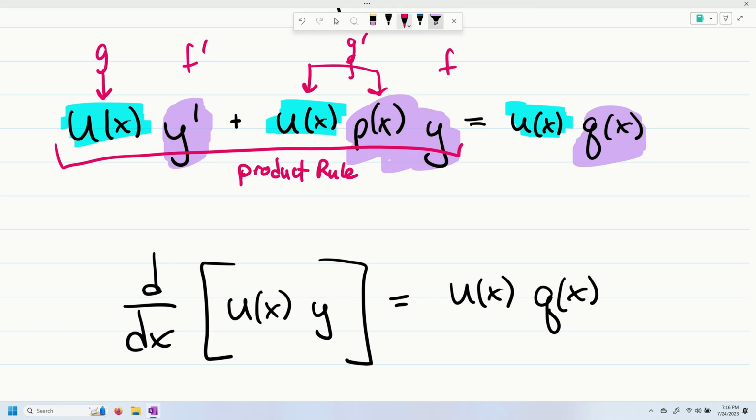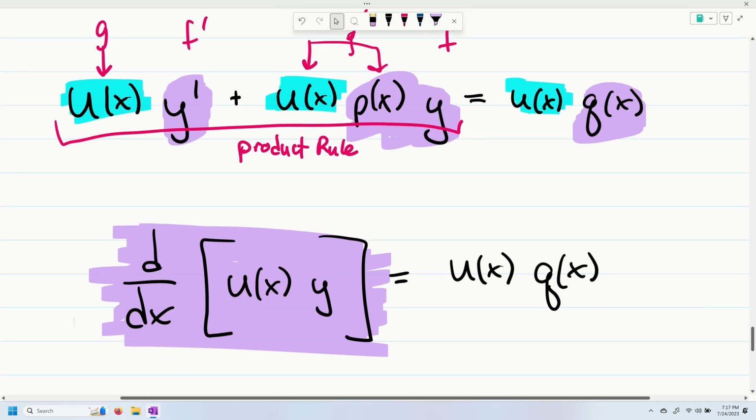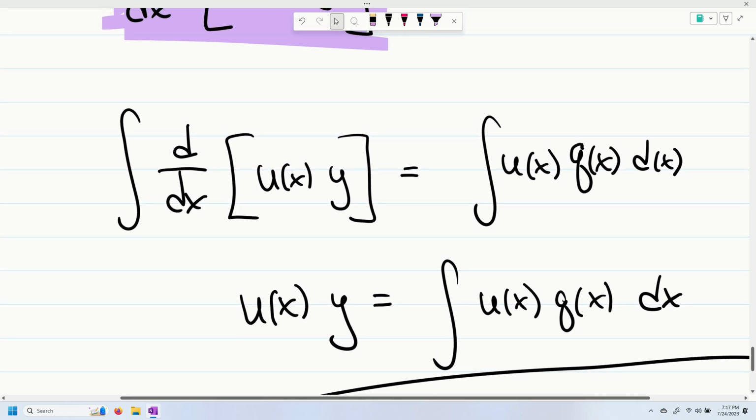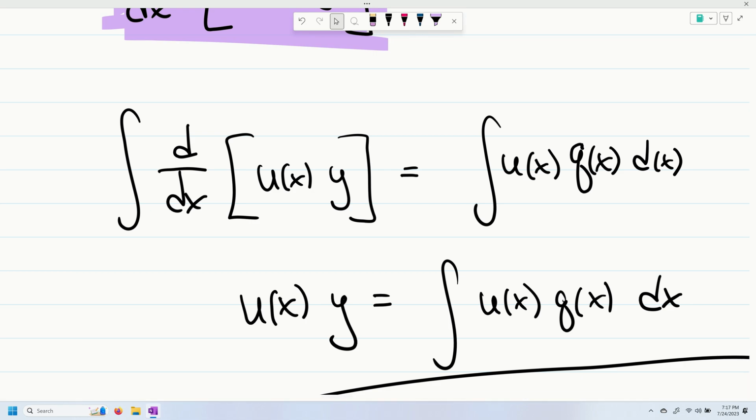All I did here, in this nice purple color that I'm highlighting, is this is just shorthand for take the derivative of two different functions. When you do that, you apply the product rule. Now, we integrate both sides. Okay, so we integrate both sides. That is going to be step 4. And when you integrate both sides, you get u of x times y on the left-hand side equals the integral of u of x, q of x, dx. Just two functions. You don't know what they are, but we're going to leave it like that on the right-hand side. And then when I said you divide by u of x, you divide by u of x.